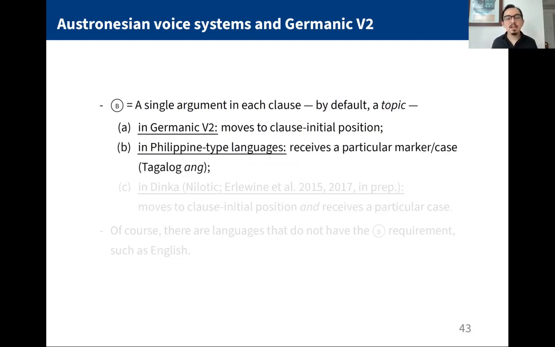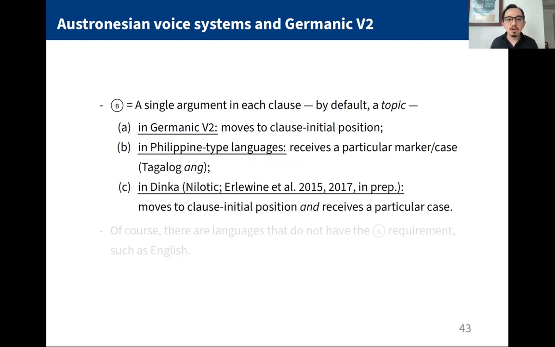Under this view, in Philippine type languages, you give that special argument a particular case or marker like Tagalog ang, but you don't overtly move it. And then I'll also note that there are languages where in every clause, you choose one argument as special and you move it to clause initial position and give it a particular case, as has been described in a Nilotic language, Dinka. There are, of course, languages that don't have this B requirement, so this is a point of cross-linguistic variation. It's something that English doesn't have, but many Germanic languages do.